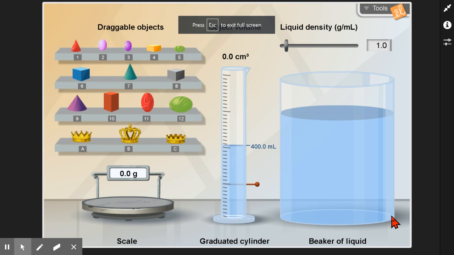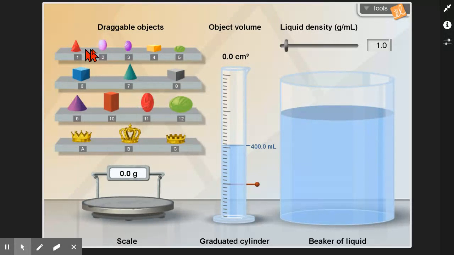Hey, boys and girls. So, for today's activity, we are going to do a lab based on density. Density is simply defined as an object's mass divided by volume. So, to review some of those terms, mass is really the amount of matter packed inside of an object.